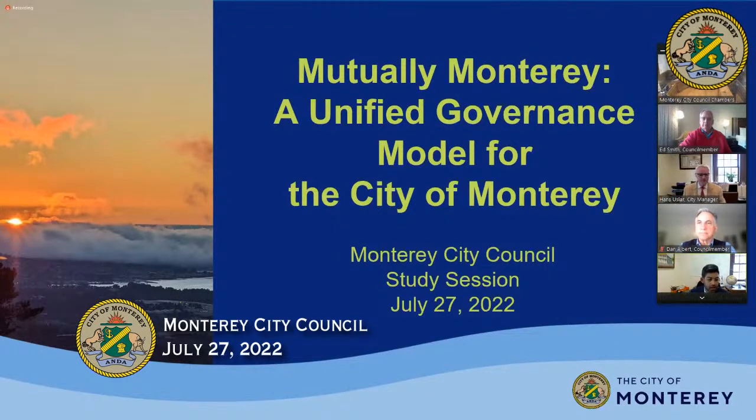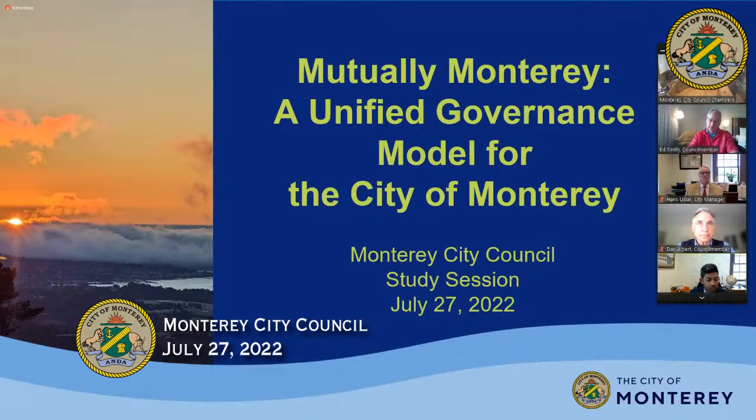And we plan to go through two different parts for today's presentation: an overview of what Mutually Monterey, the unified governance model, is, why we're having this conversation with you today, and then go through a little bit of a dialogue to gather feedback from all of you as we go on this journey together.